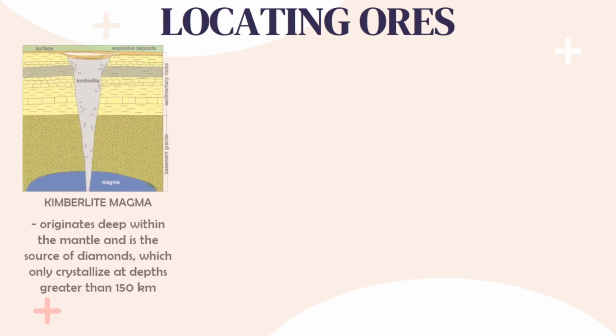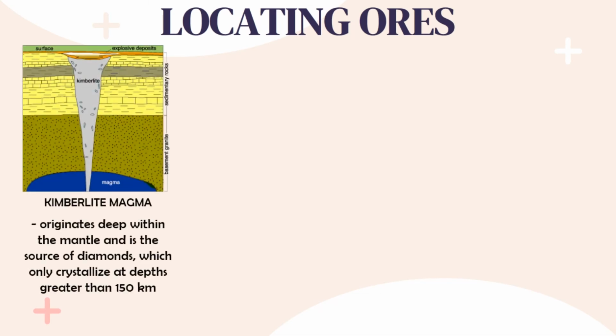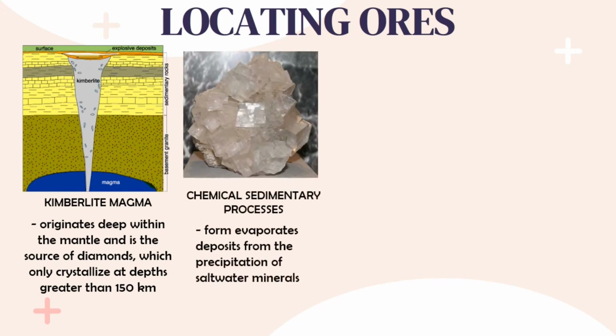Kimberlite magma is a type of magma that originates deep within the mantle and is the source of diamonds, which only crystallize at depths greater than 150 kilometers. Their passage through the crust and eventual solidification leaves behind highly prized diamond ores, while chemical sedimentary processes form evaporites deposited from the precipitation of saltwater minerals.